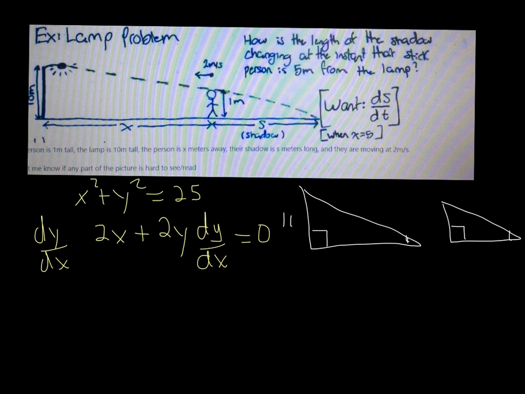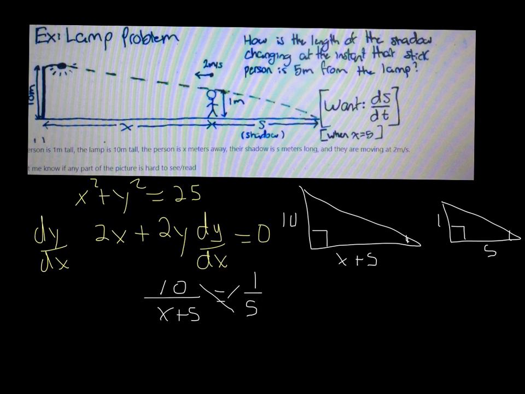So for the larger of the two triangles, we know that the lamppost height is 10, and we know that the distance from the lamppost all the way out to the edge of the shadow is x plus s. If we look at the small triangle, we know that he's 1 meter, and we're calling the length of his shadow s. In similar triangles, we can set up ratios because everything is just like a blown up version of the other image. And so we can say that 10 over x plus s is equal to 1 over s.